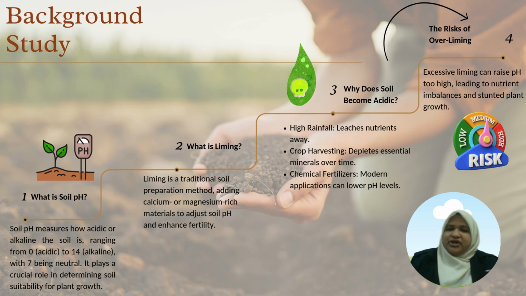As many of you know, different crops thrive at specific soil pH levels. When the soil becomes too acidic, often due to high rainfall or the excessive use of chemical fertilizers, it can lower the pH to harmful levels, preventing crops from absorbing essential nutrients. This is why the process of liming is so crucial in maintaining soil health and ensuring optimal crop growth.